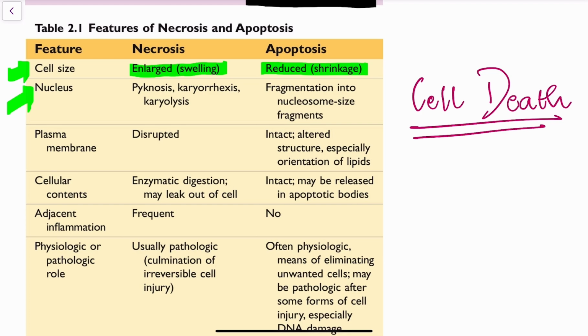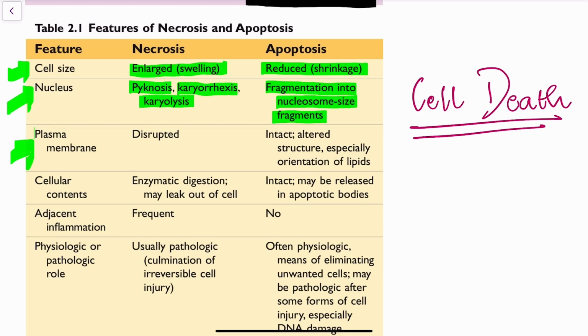In necrosis, three things happen to the nucleus. One is pyknosis, which is shrinkage; karyorrhexis, which is fragmentation of the nucleus; and finally karyolysis, which, as the name suggests, is the dissolution of the nucleus. In apoptosis, however, there is only fragmentation into nucleosome size fragments of the nucleus.